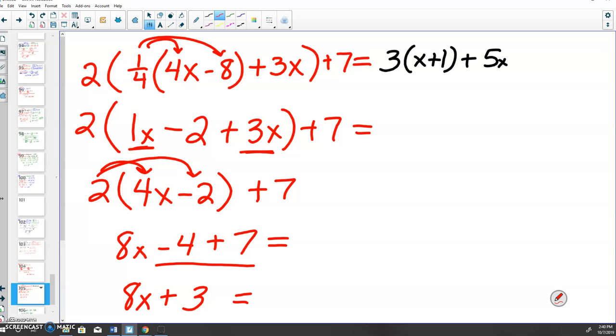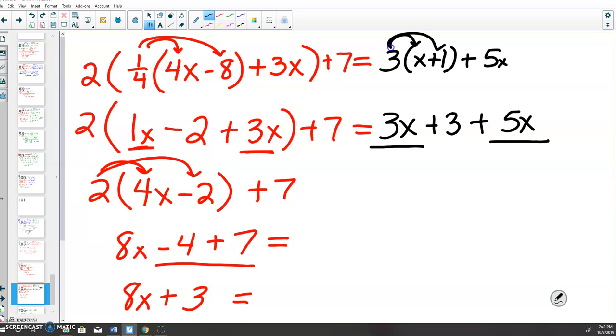Was it that hard? Madeline, what's 3 times x? 3x. What's 3 times 1? Do I have any like terms? 3x and 5x. What's 3x plus 5x? 8x plus 3. What does like terms mean?